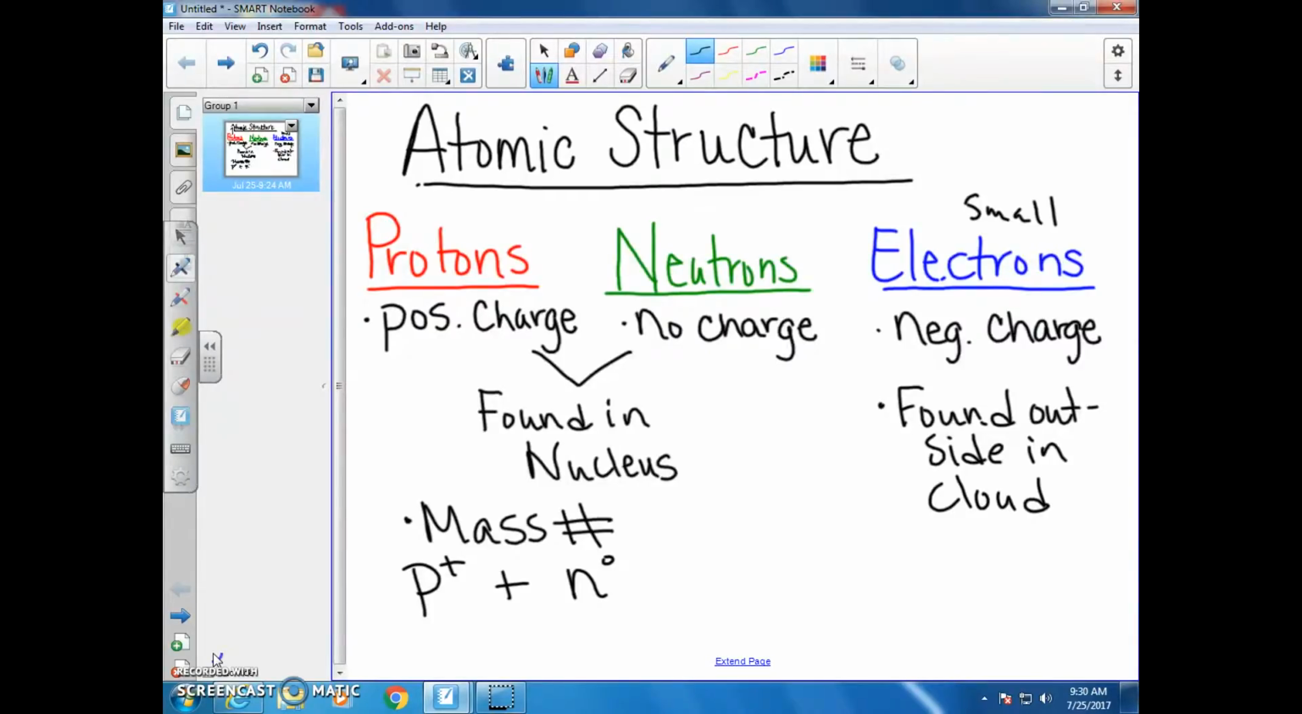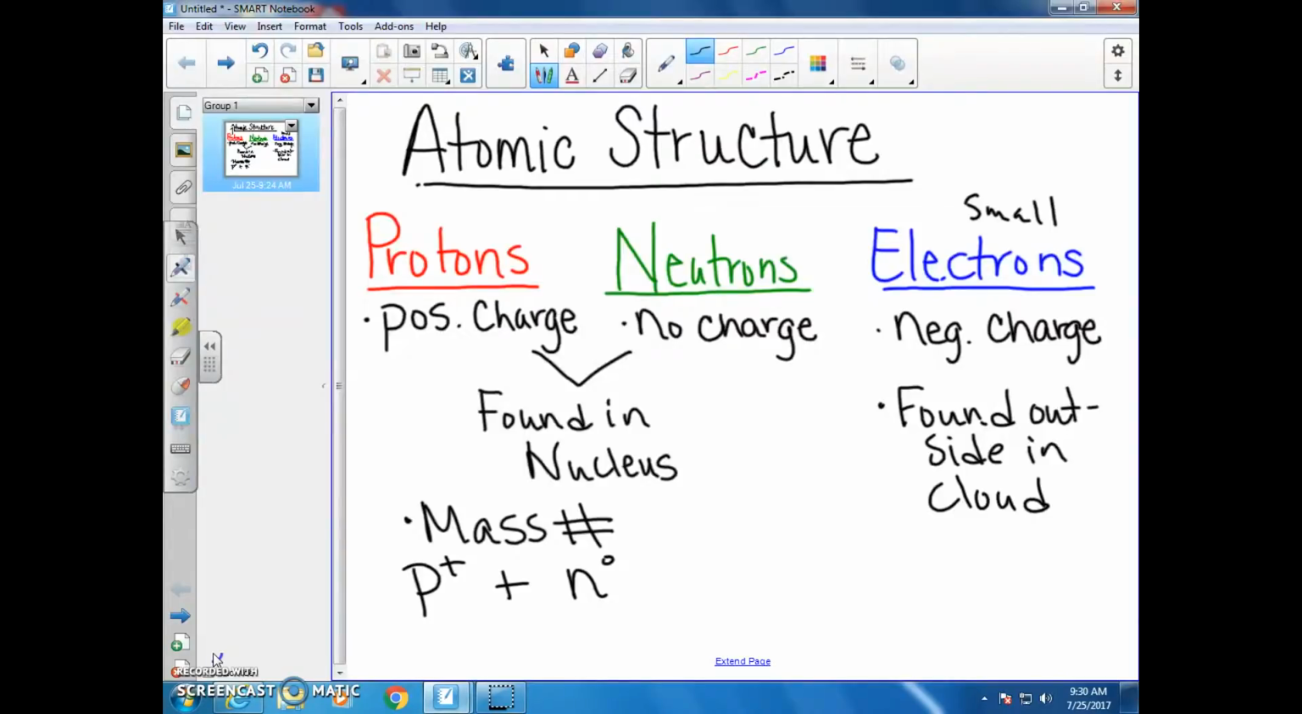The mass number is actually not on the periodic table. That is the average atomic mass, and that's taking into account all of the isotopes of that particular element. But just know it's kind of a general. If you round it off to a whole number, it's pretty close to the actual mass number of that element.